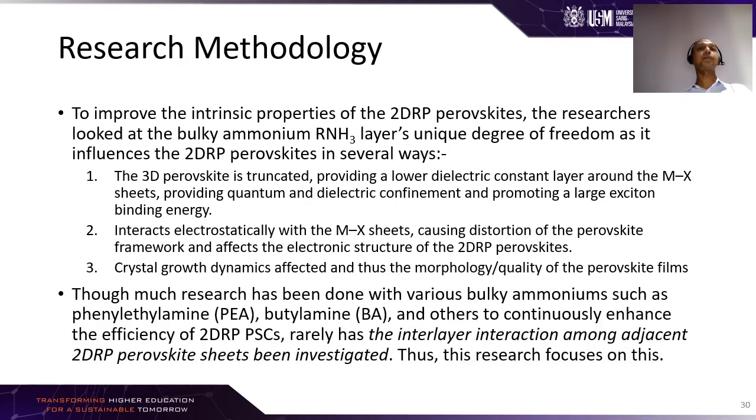Thirdly, its crystal growth dynamics is affected and thus the morphology and the quality of the perovskite films as well. Though much research has been done with various bulky ammoniums such as pentylethylamine, phenylethylamine PEA, butylamine BA, and others to continuously enhance the efficiency of the 2DRP PSVCs, rarely has the interlayer interaction amongst the 2D layers been investigated. Thus, this research focuses on this area.